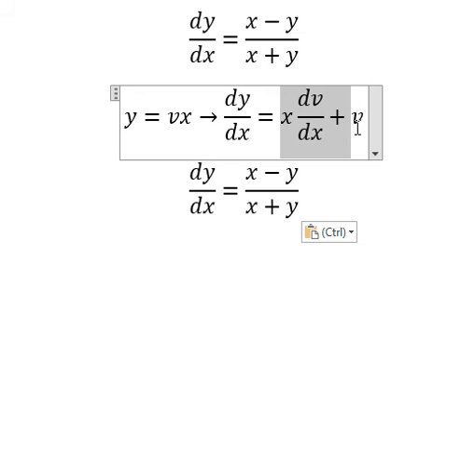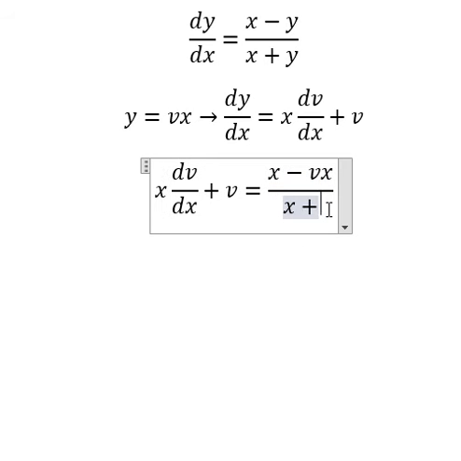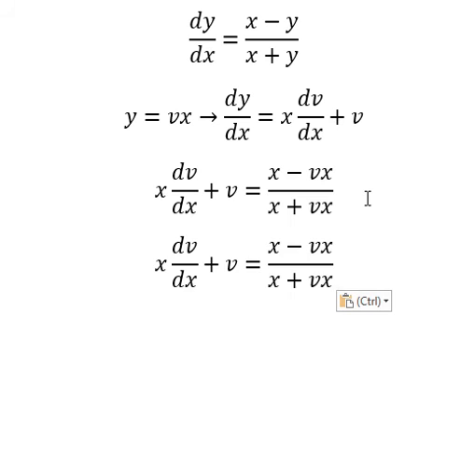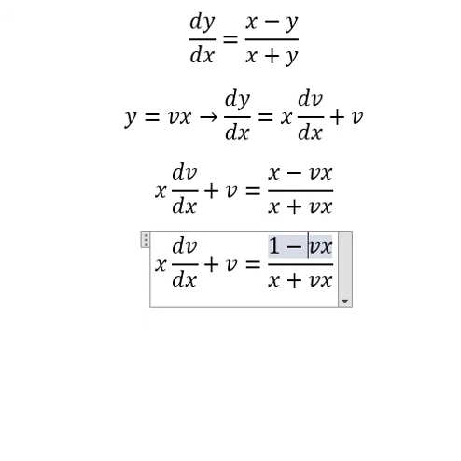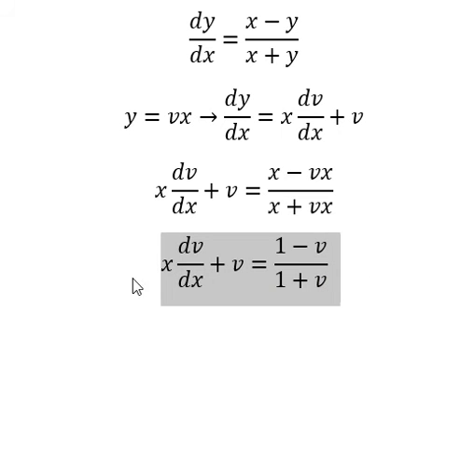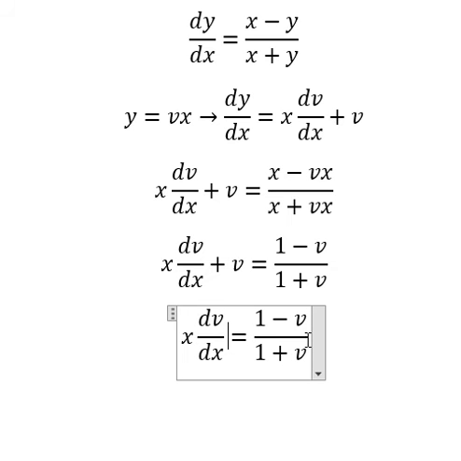This one we put in here. Y we change for vx. Next, we have s and s. We simplify by dividing by s. Next, I will put v to the right. So we have negative v.